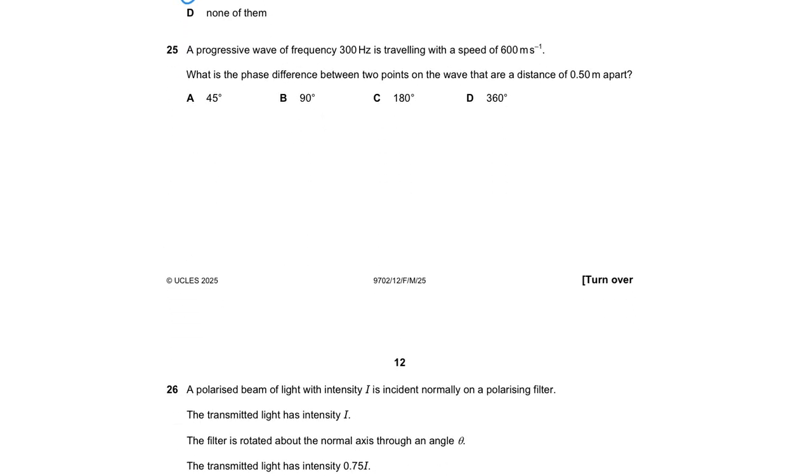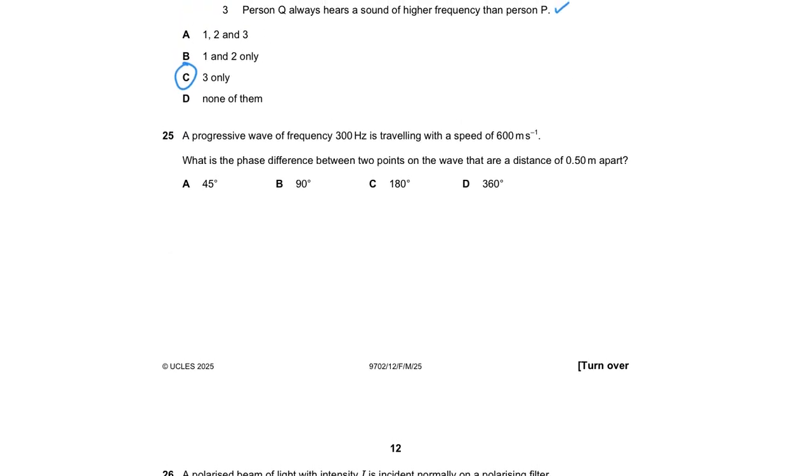Question 25 says a progressive wave of frequency 300 hertz is traveling with a speed of 600 meters per second. What is the phase difference between 2 points that are a distance of 0.5 meters apart? So the first thing that we need to do in this question is work out the wavelength. So v equals f lambda. Hence lambda equals v upon f. The speed is 600 and the frequency is 300, which gives us the wavelength as 2 meters.